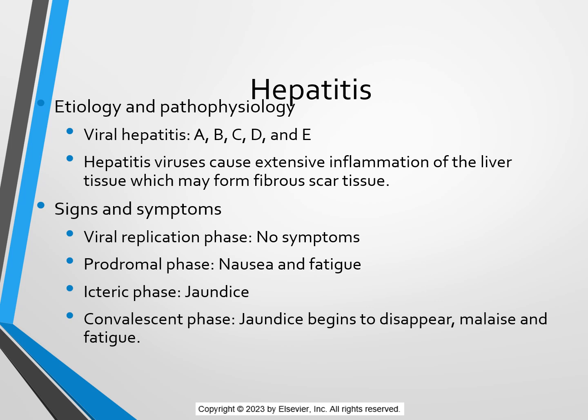There are 5 types of viral hepatitis that will cause physical problems. Hepatitis viruses cause extensive inflammation of the liver tissue. On page 719 within table 30.2, you can read and compare the hepatitis-causing viruses. Liver cells do have the capacity to regenerate and resume their normal appearance.